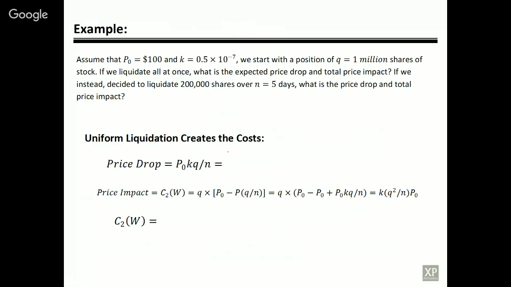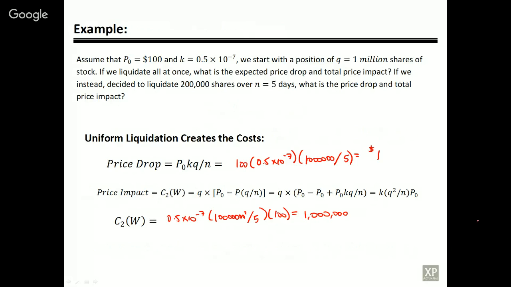If we have uniform liquidation, the price drop would be P0, 100, multiplied by K, multiplied by our number of shares, 1 million, divided by the number of days, 5. And this is $1. And the price impact would be 0.5 times 10 to the negative 7, multiplied by our number of shares squared, divided by 5 days, multiplied by 100, our price per share. And that gives us 1 million. So with uniform liquidation, our price impact is only 1 million versus 5 million with immediate liquidation.